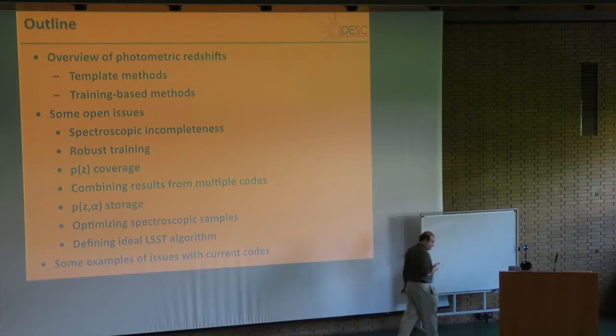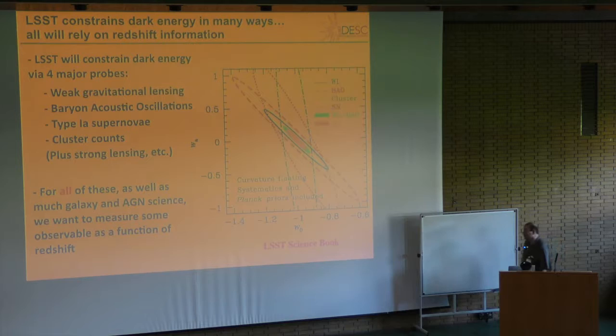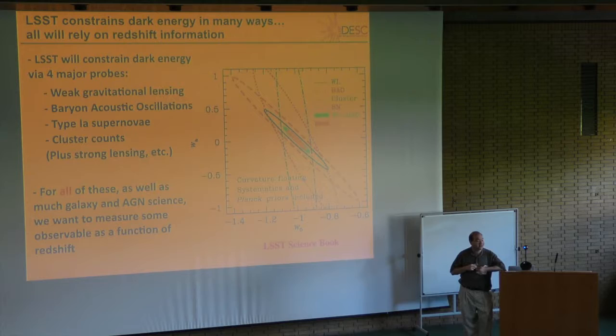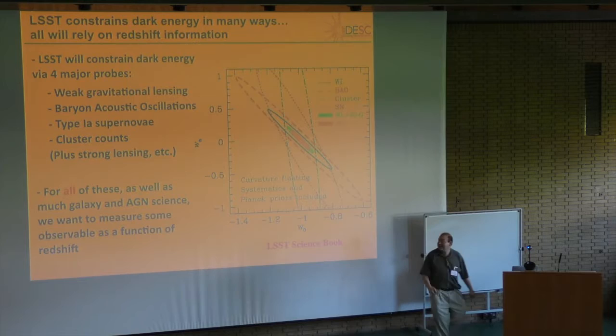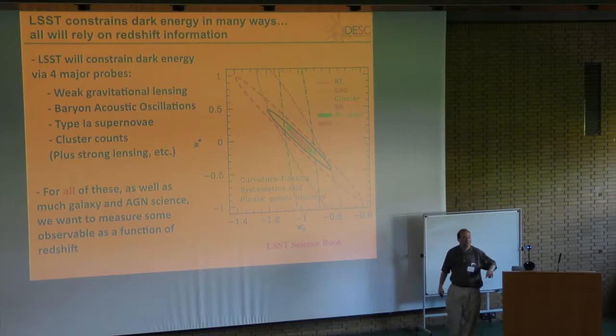Starting out, we're doing LSST in large part to study dark energy. And the way we study dark energy is by measuring things that are functions of redshift and comparing to models. So we have the major probes: weak lensing, BAO, supernovae, cluster counts; strong lensing isn't on this plot. But all of these are measuring functions of redshift. For weak lensing, the shear is a function of redshift. For BAO, the angular scale of the baryon acoustic scale is a function of redshift. For clusters, it's the abundance of clusters as a function of redshift. For supernovae, it's the luminosity distance to the supernova as a function of redshift. So we don't get any of these constraints unless we have redshifts.